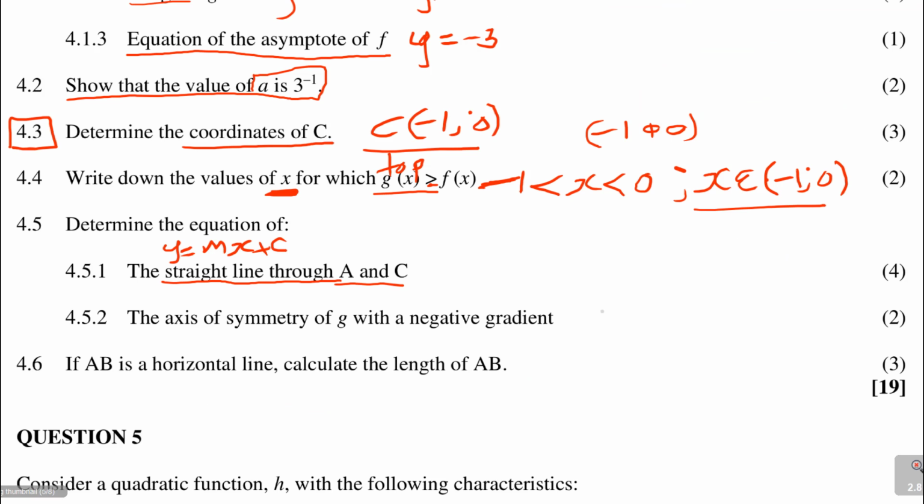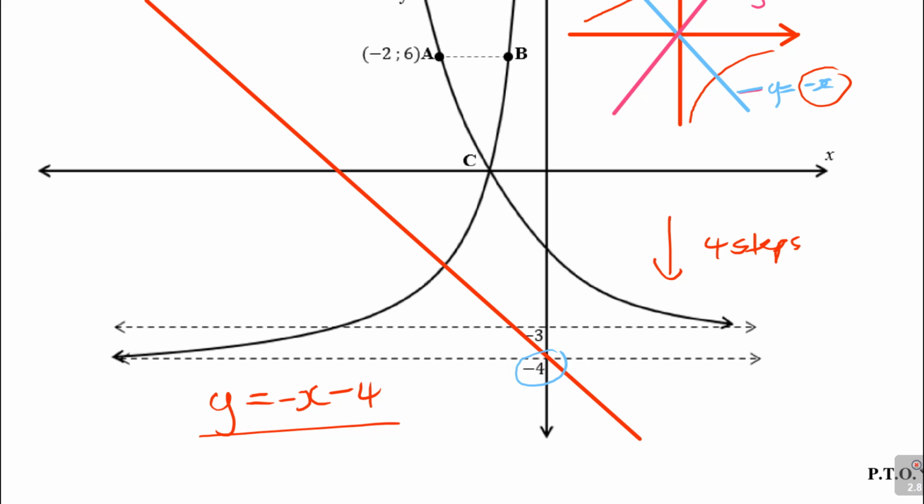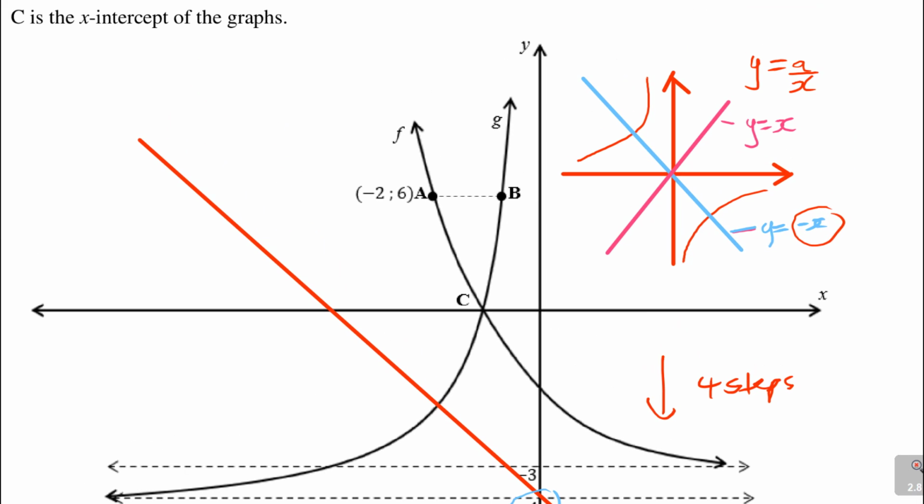So you've got here y is equal to minus x minus 4. Right. And then the last one is if AB is a horizontal line. Let's look at AB. Calculate the length of AB. So we come here. They're asking now for AB, which is this one. Let me make it thicker. AB, this one. They're saying if it is a horizontal line, calculate the length of AB.